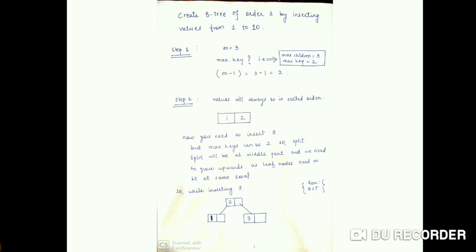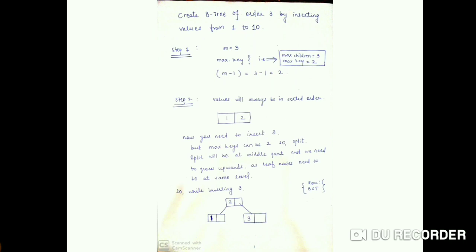Now see, clearly the input given is order 3, right? So the order may be 3 or 4 or 5 in the SPPU exam. It can be of any order, like you have to create the B-tree using order 3 or order 4 or order 5. Okay, here in this example order 3 is considered, and you have to insert the values from 1 to 10. Okay, so check out step 1.